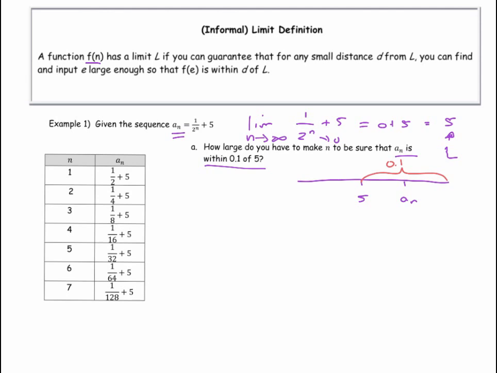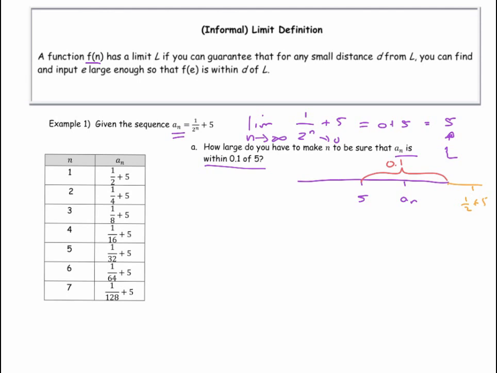So we want to find how large we have to make n to ensure that happens, right? Keep in mind that when you plug in 1 for n, it doesn't happen, because you get 1 half plus 5, and 1 half plus 5 is somewhere over here. So clearly 1 will not do it. So what we want to do is find the smallest n we can use that would make a sub n within 0.1 of 5.